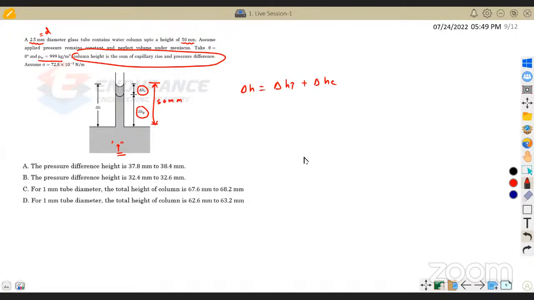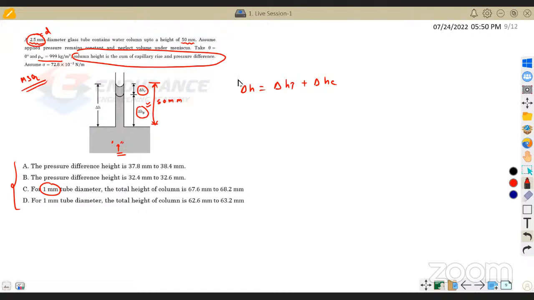So now, what is the question? They are asking different things, like the pressure difference height, delta HP. And initially they gave the diameter as 2.5 mm. If I change the diameter to 1 mm, what will happen to my total height? That is the question. It's an MSQ question, a multiple choice question. So first we will find out the pressure difference height, that is, this delta HP.